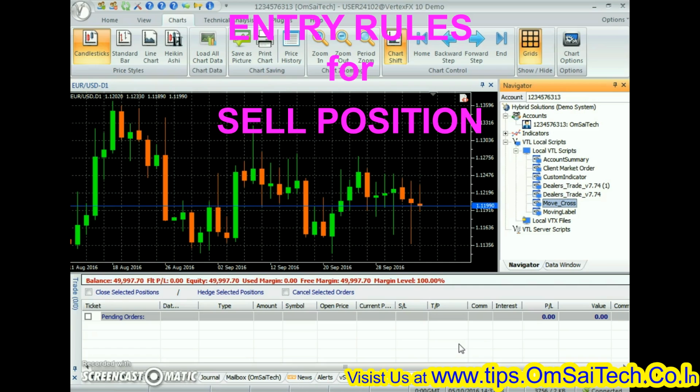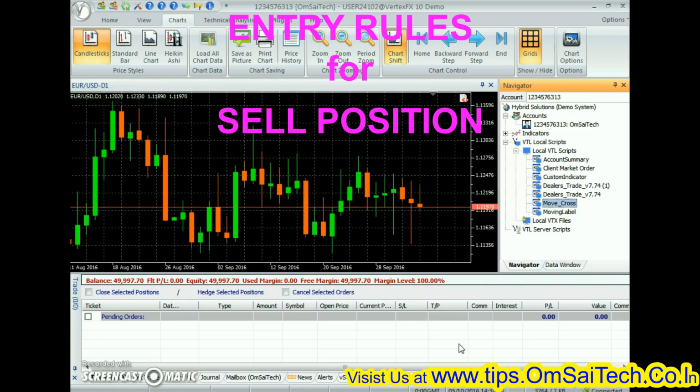Entry rules for sell or short position. Rule number 1: sell trades are disallowed before Monday 7 a.m. Rule number 2: if a buy position is already open and a sell signal is generated, then the buy position is closed first and then the sell trade is opened.